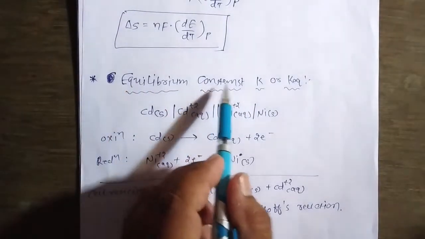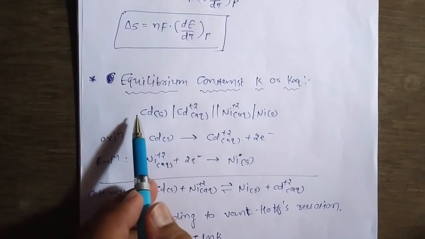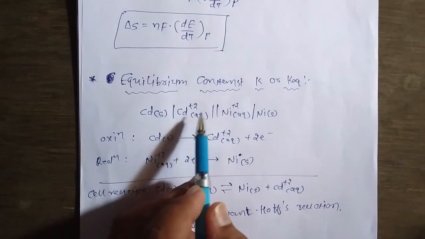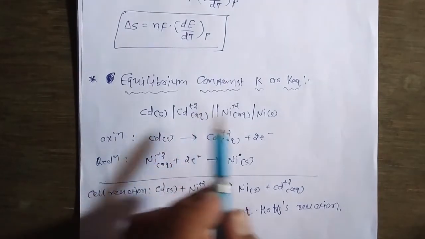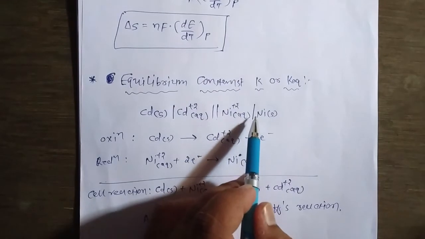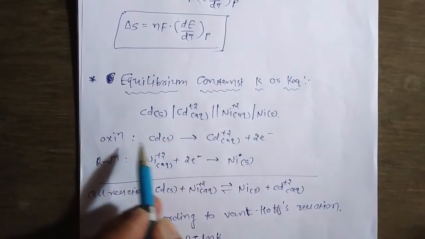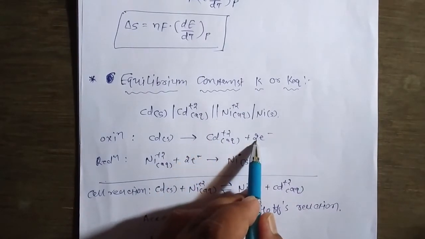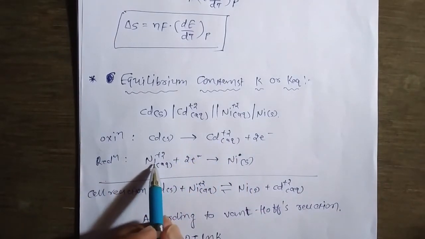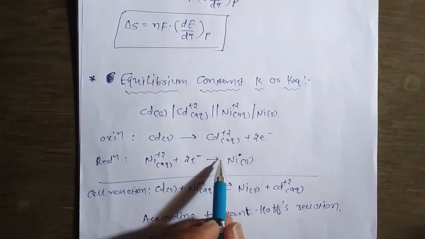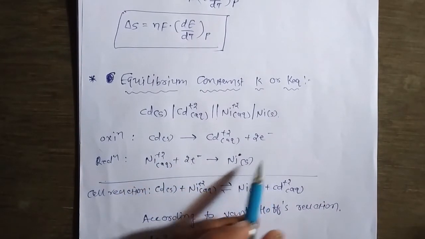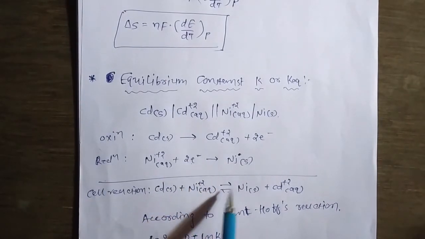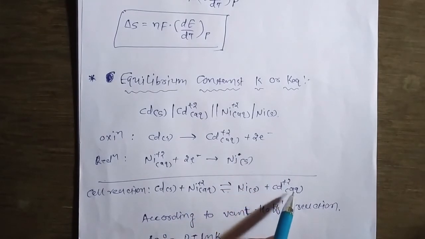Now the equilibrium constant K. For example, Cd solid | Cd²⁺ aqueous || Ni²⁺ aqueous | Ni solid, where the double bar means salt bridge. The oxidation reaction is Cd solid oxidized into Cd²⁺, releasing 2 electrons, and the reduction reaction is Ni²⁺ gaining 2 electrons and being reduced to nickel solid. The cell reaction is Cd solid plus Ni²⁺ aqueous in equilibrium with nickel solid plus Cd²⁺ aqueous.